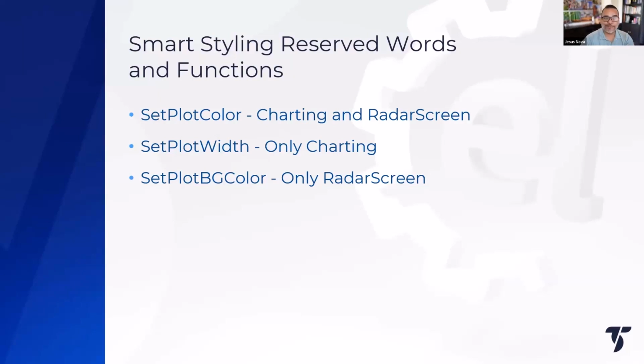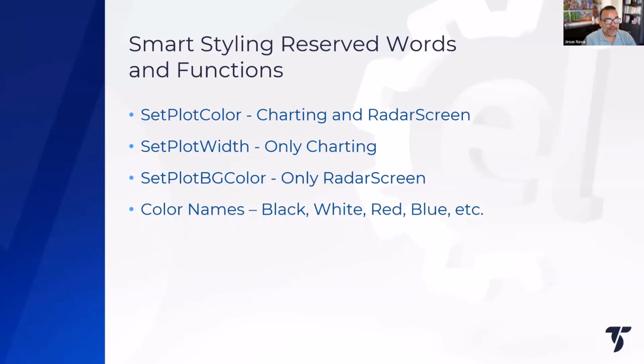It would be very cool for this word to work on charting and be able to change the background of the chart programmatically. I think that would be very cool. But for now, the set BG color or the set background color only works in radar screen. And what it does, it just changes the background color of that cell. And we're going to take a look at an example in today's class.